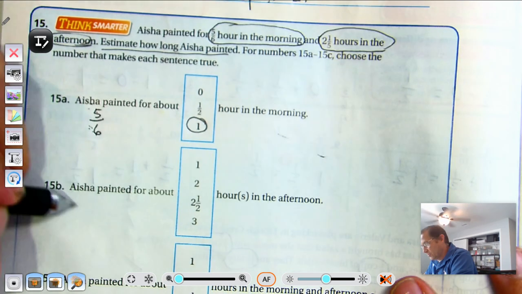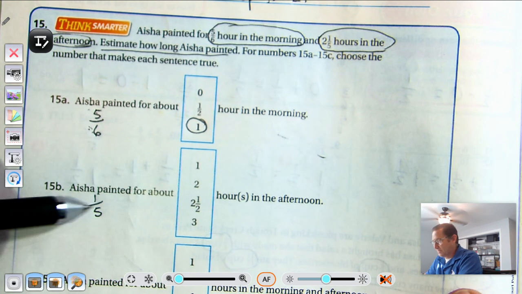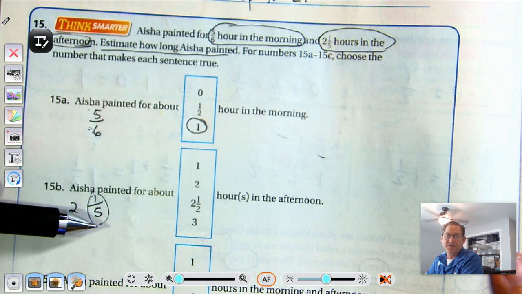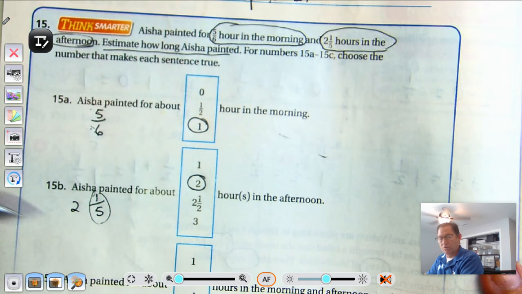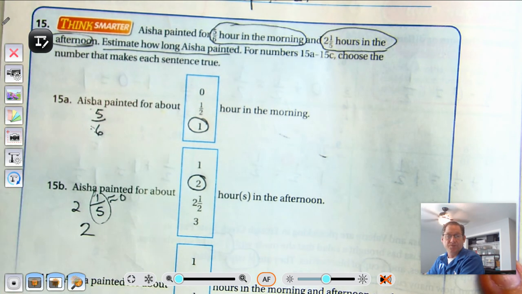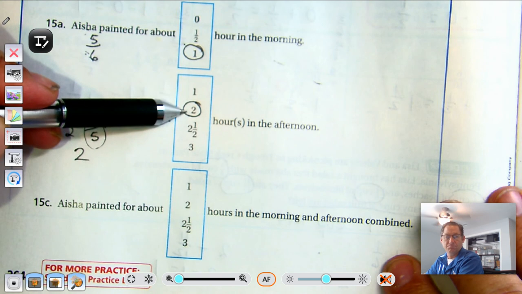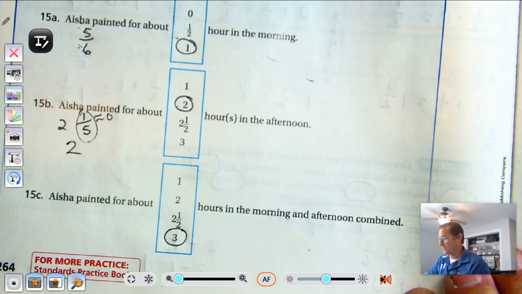In the afternoon, she painted 2 1/5 hours. Well, let's look at the 1/5. That's close to 0/5, right? Half would be 2.5. So it's actually closer to 0. So I'm going to say she did about 2 hours in the afternoon. All right, so how long did she paint overall? Well, 1 hour in the morning, 2 hours in the afternoon. So she painted about 3 hours in the morning and afternoon combined.